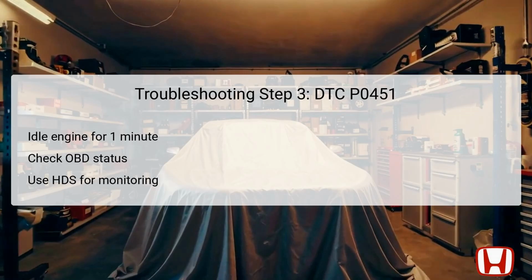Following the RPM hold, allow the engine to idle for a minimum of 1 minute. This process stabilizes engine conditions and allows the FTP sensor to provide an accurate reading. After idling, use the HDS to check the onboard diagnostics (OBD) status for DTC P0451. This step confirms whether the sensor circuit is functioning within normal parameters.